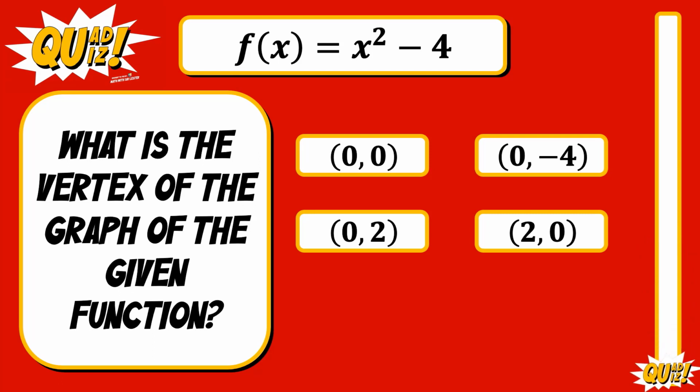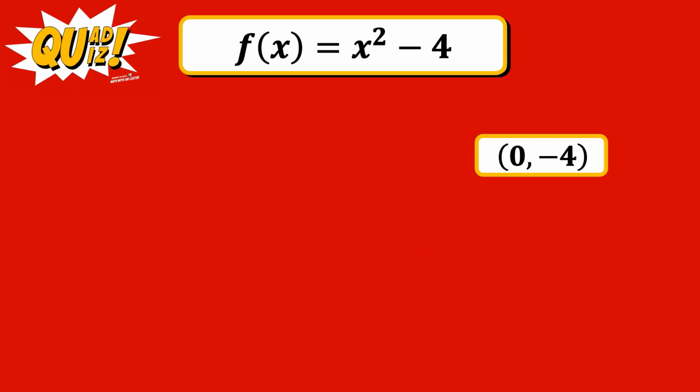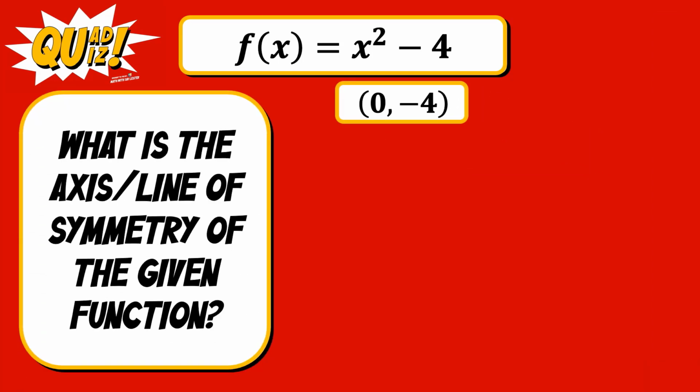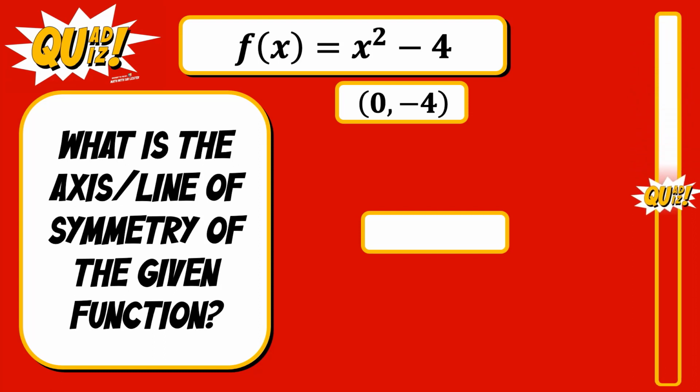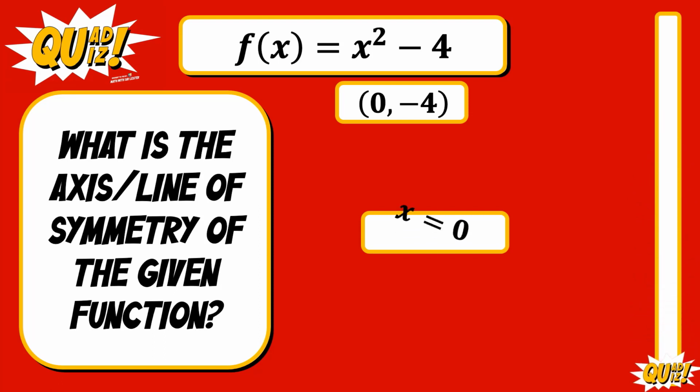The vertex is at 0 and -4. Next question. What is the axis or the line of symmetry of the given function? The graph of the function is symmetric at x equals 0.